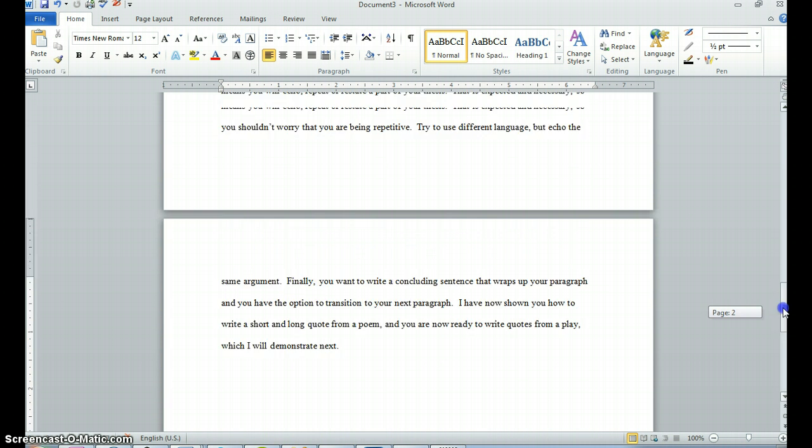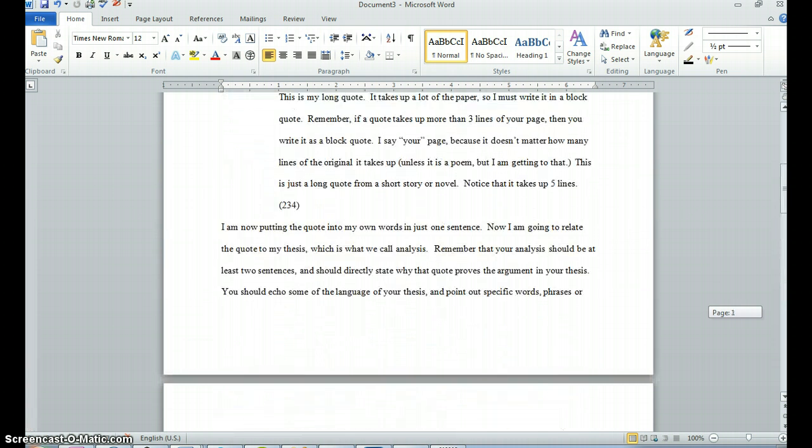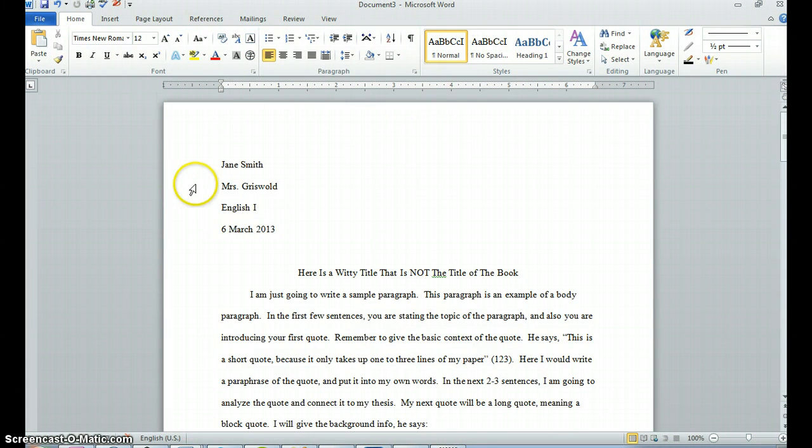Just a quick reminder. This is the third body paragraph of my essay. I want to remind you about the heading in MLA style. Your name, your teacher's or professor's name, the name of the course, and the date written in this style: the number, the month, the year, no comma. Remember to include a title, centered, that is not the title of the book. You want to come up with an interesting, eye-catching, attention-grabbing title.